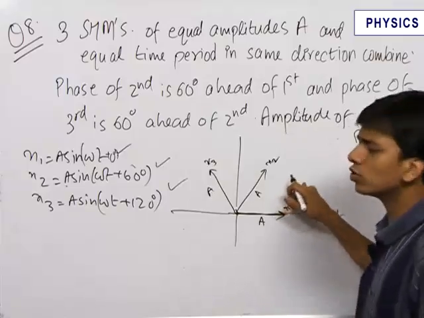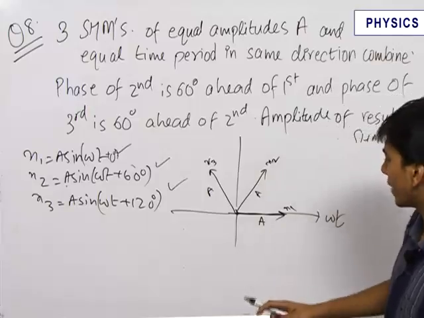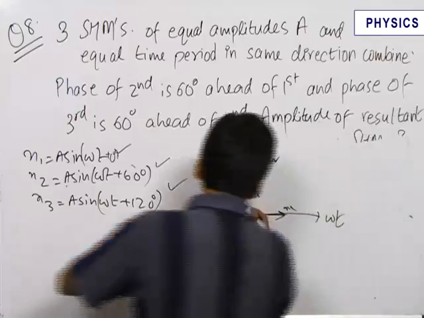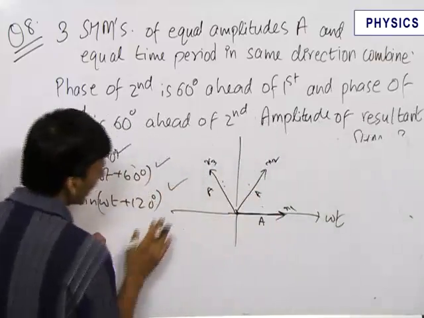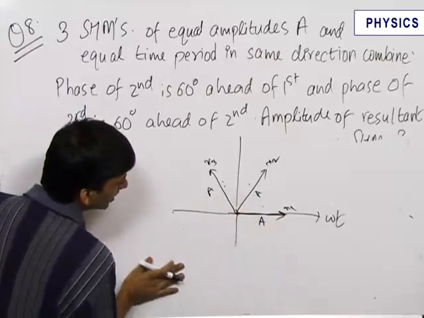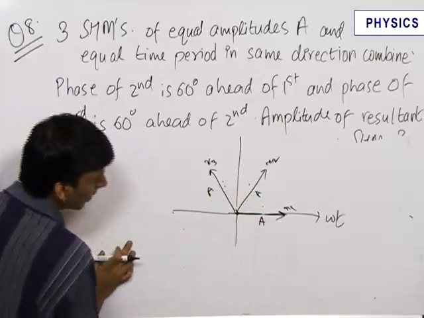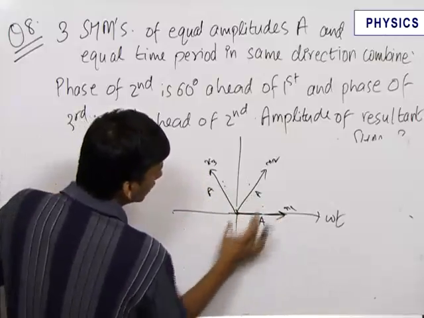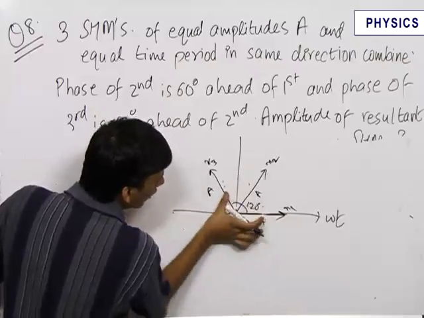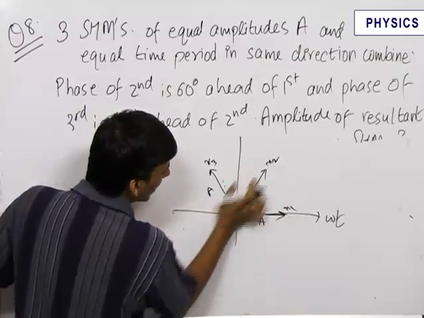This phasor diagram is used to find out the amplitude of the resultant vector always. The amplitude of the resultant SHM will be equal to the magnitude of the resultant when we calculate the resultant for these three vectors using vector formulas. So for finding out the resultant of these three vectors, let us first find out the resultant of these two vectors. Since these two vectors are equal in magnitude, the resultant will come along the angle bisector of these two vectors, that is along 60 degrees. So the resultant of these two vectors comes in this direction.